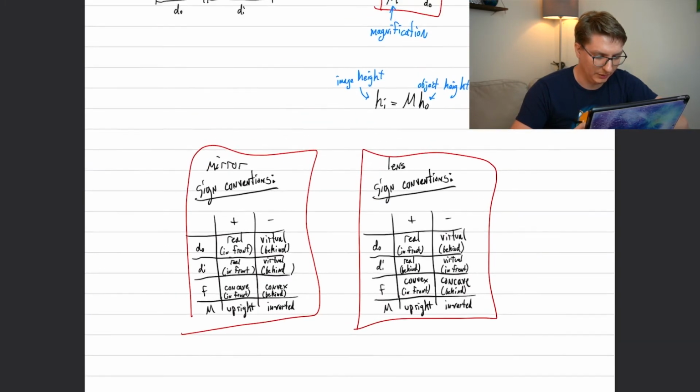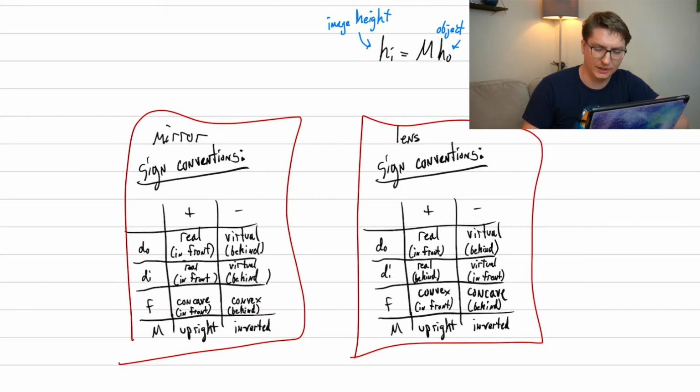So let's do some problems. Let's talk about mirrors first. We'll do some problems with mirrors. We'll do some problems with lenses. We'll be using a lot of the same math. A lot of these sign conventions are pretty similar, but we'll have to switch them a little bit, and we'll be able to figure out a number of things using this math, okay?